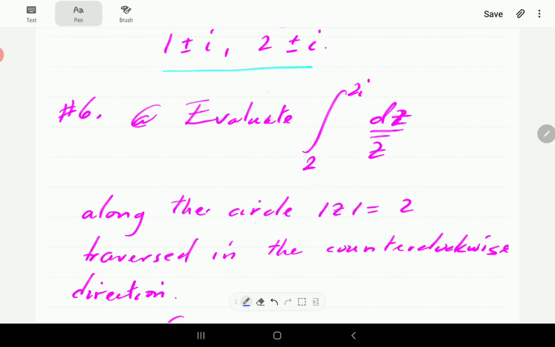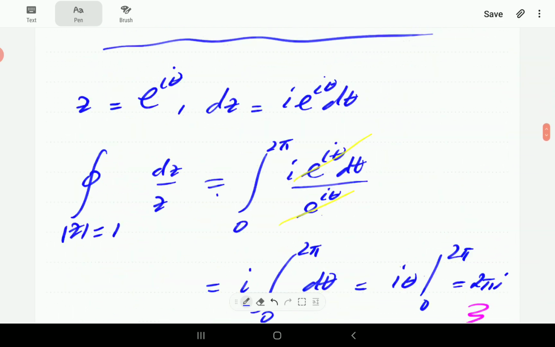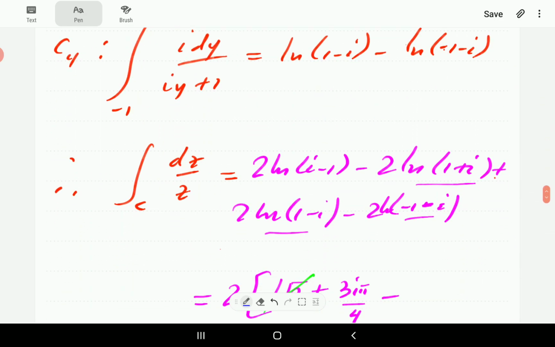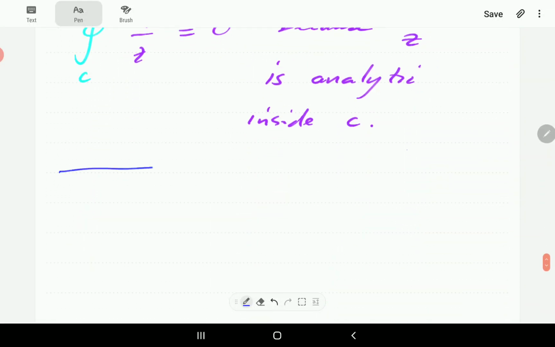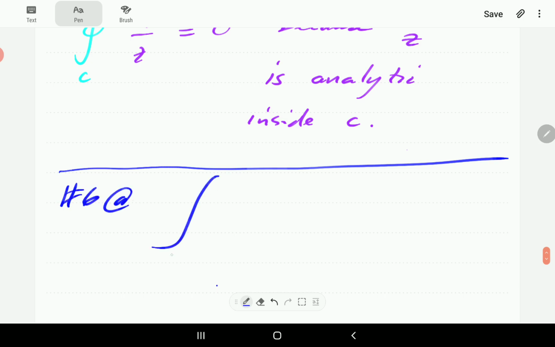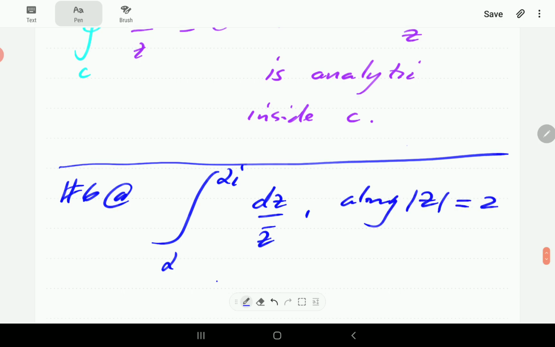So we're integrating this along the circle centered at the origin radius 2. We've already seen how to parameterize that, so let's see how this works out. So number 6a, we have got the integral from 2 to 2I of dz over z bar along the circle mod z equals 2.